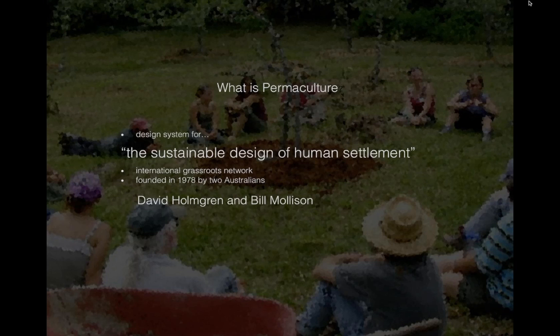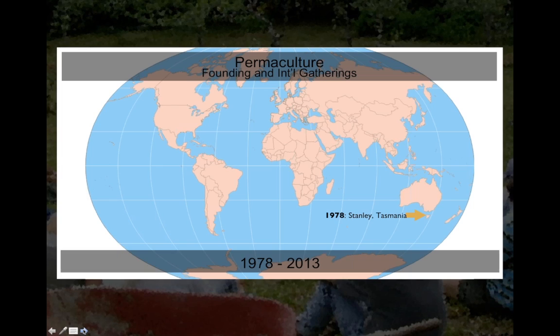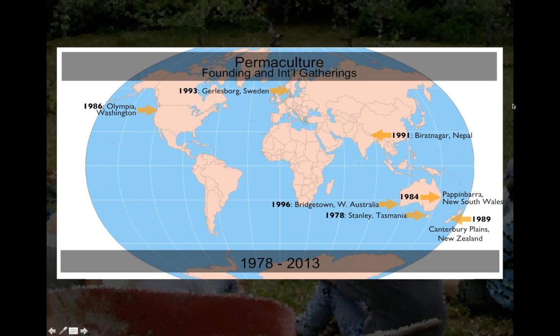And in addition to being a design system, it's also this international grassroots network with projects on every inhabited continent. And it was founded in 1978 by these two Australians, David Holmgren and Bill Mollison, and has spread pretty widely since then. This is just a little animation showing the international gatherings and convergences from the founding in 1978 until now. And it's a very grassroots network. There's no big institutions associated with it. But despite that, it has spread pretty far and wide.